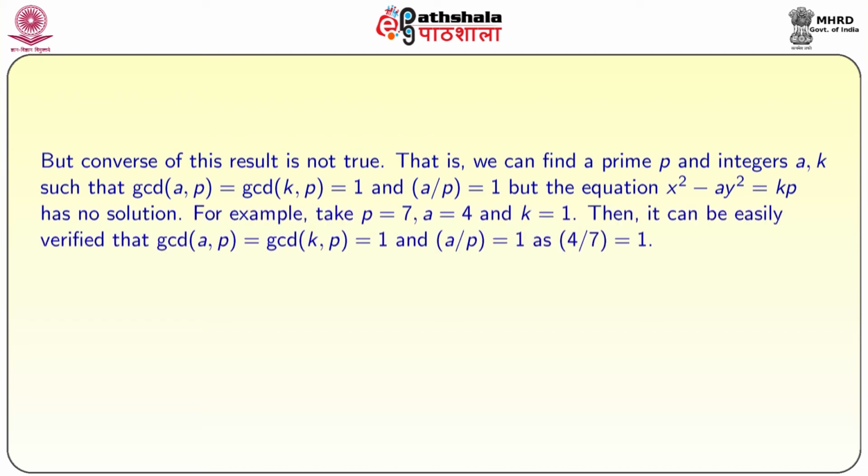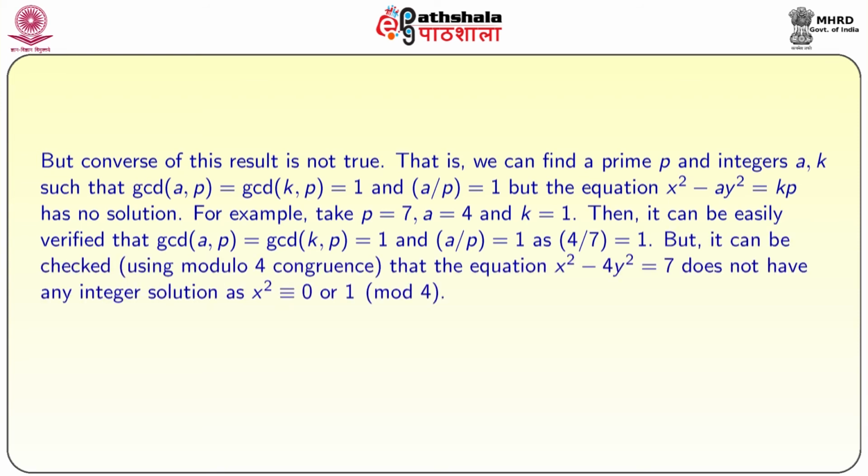For example, let us take p equal to 7, a equal to 4 and k equal to 1. Then it is easily verified that GCD of a and p is equal to GCD of k and p is equal to 1. Also, (a/p) is equal to 1, as 4 is a quadratic residue modulo 7. So, (4/7) is equal to 1, but it can be easily checked using the modulo 4 congruence that x square minus 4 y square equal to 7 does not have any integer solution, as x square is congruent to 0 or 1 mod 4.